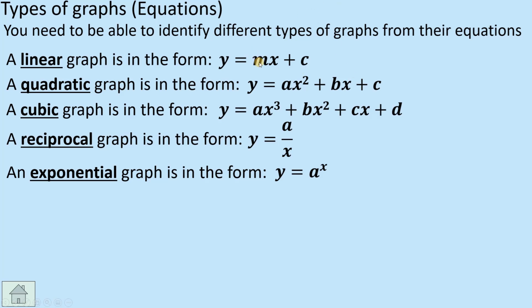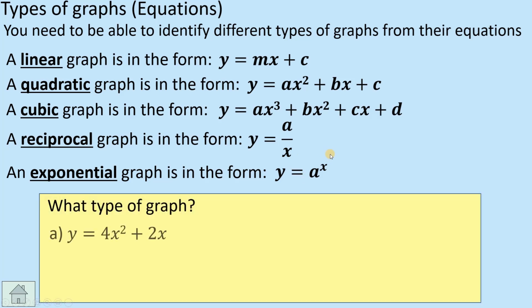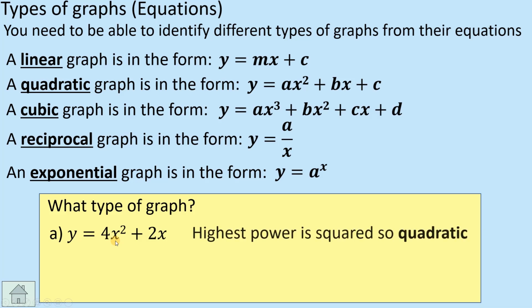So a quick run through: it's just x on its own, no higher power, for linear. X squared, you can have these other terms if you want. Then x cubed, and for reciprocal, it's something over x, and then exponential, it's something to the power of x. Okay, so what type of graph is this one? Well, y equals 4x squared. The highest power is x squared, so I can ignore all the rest, so that's going to be a quadratic.